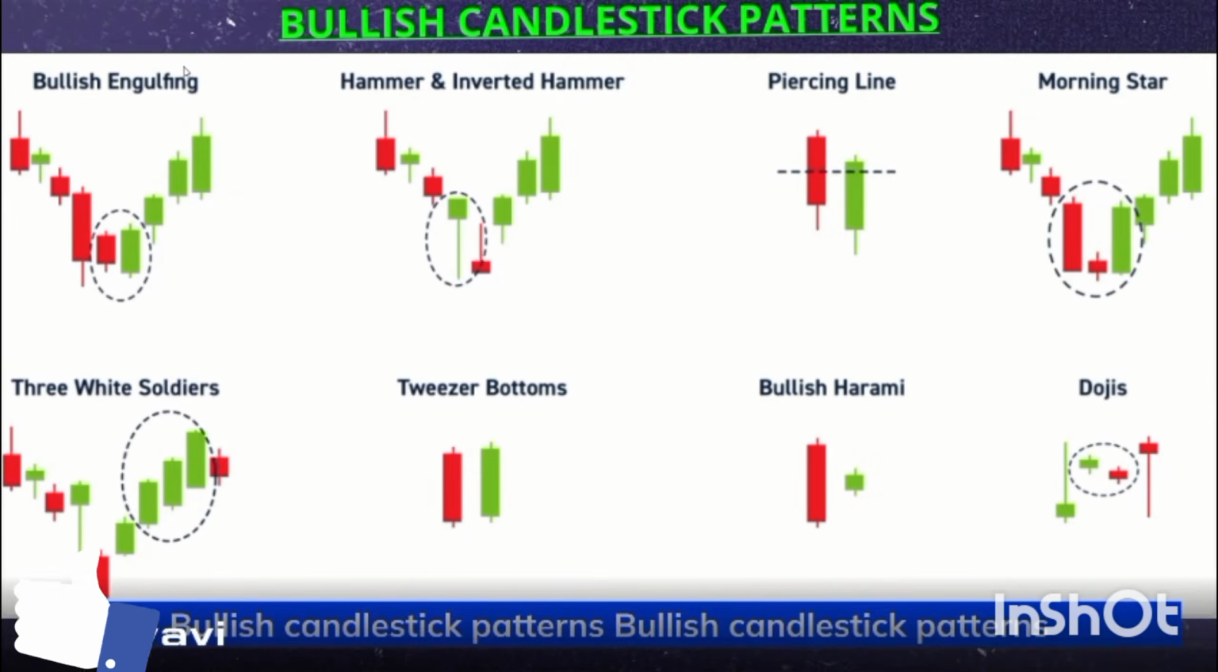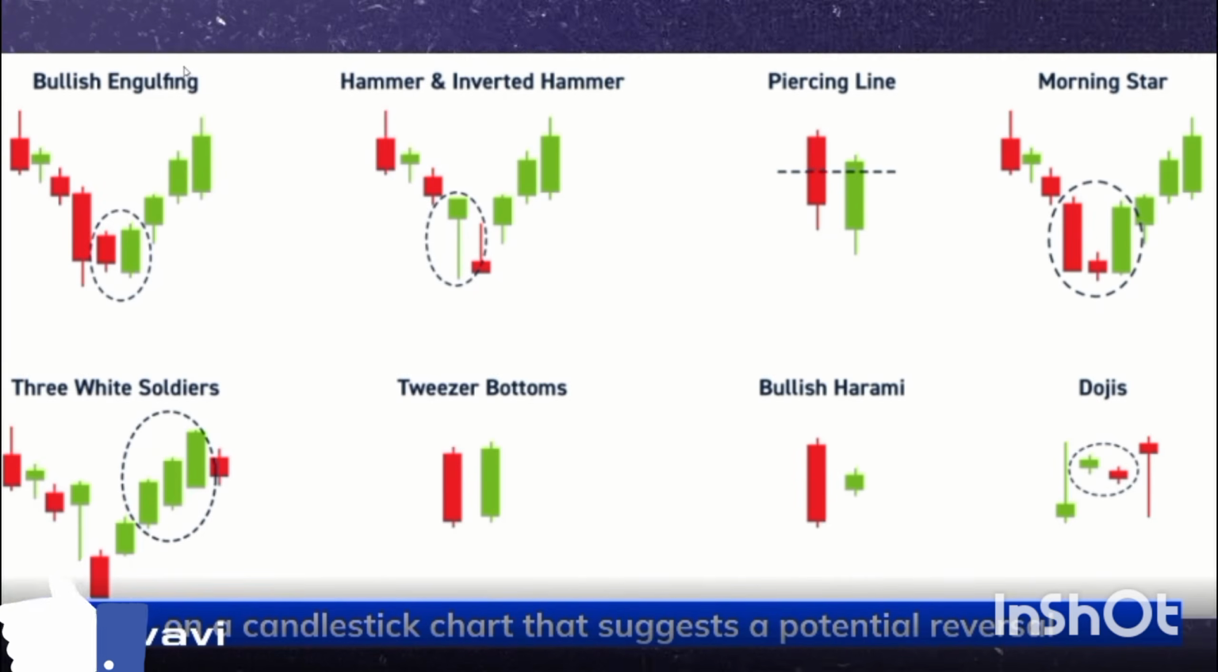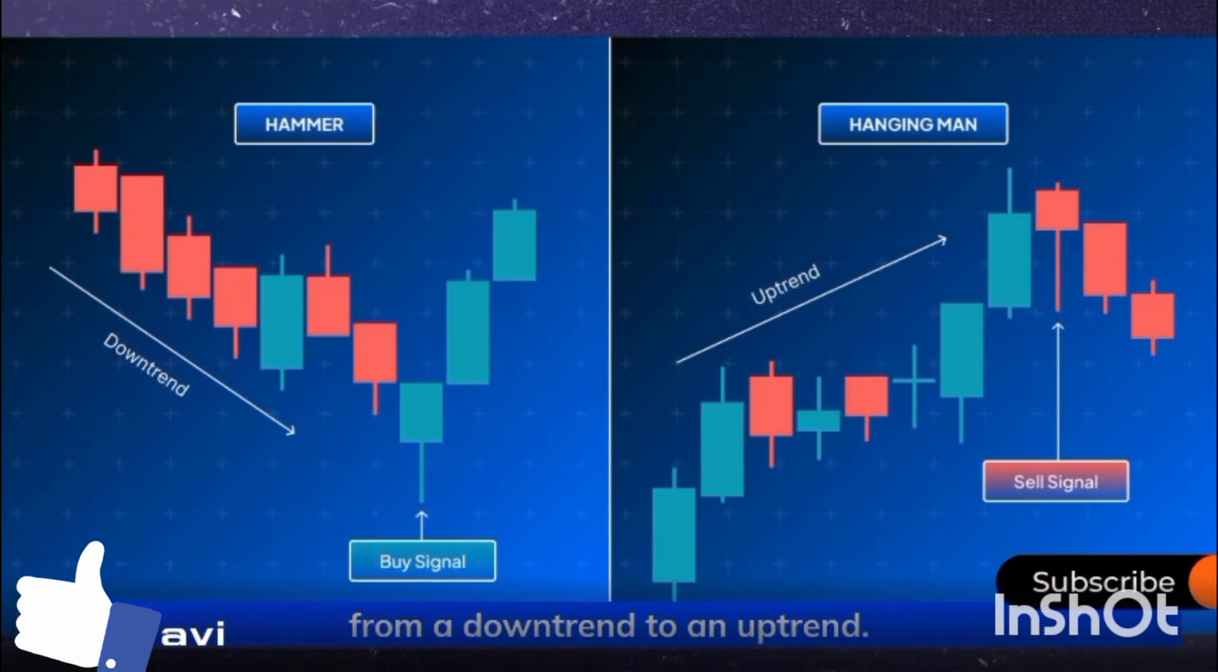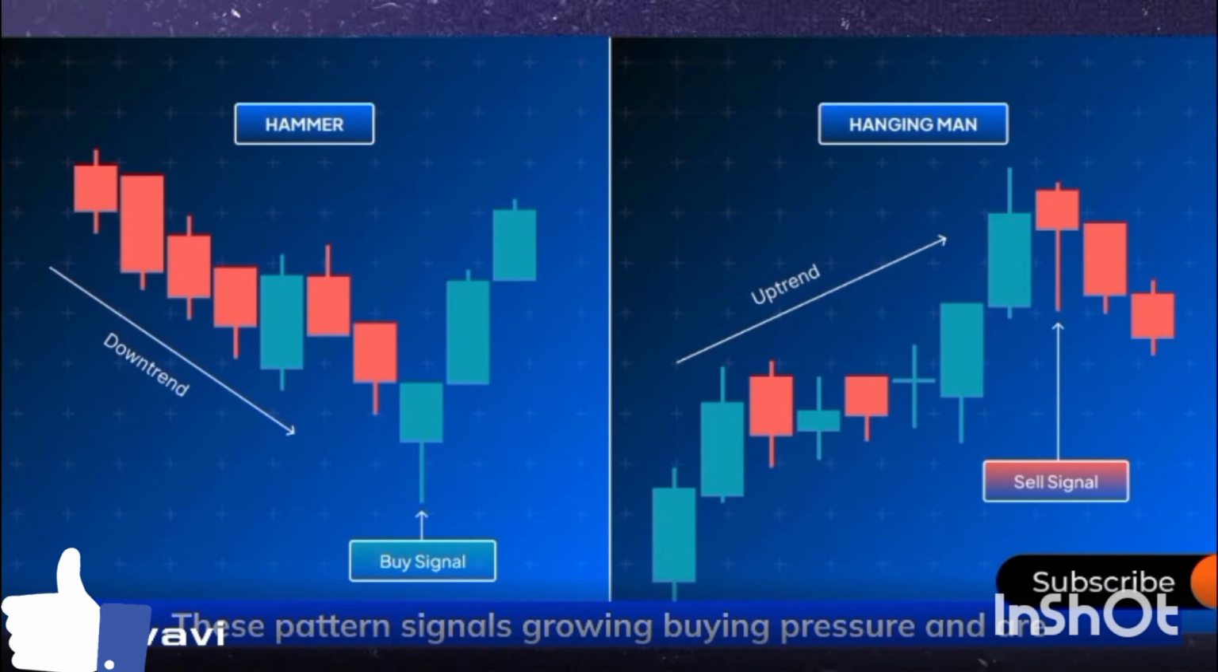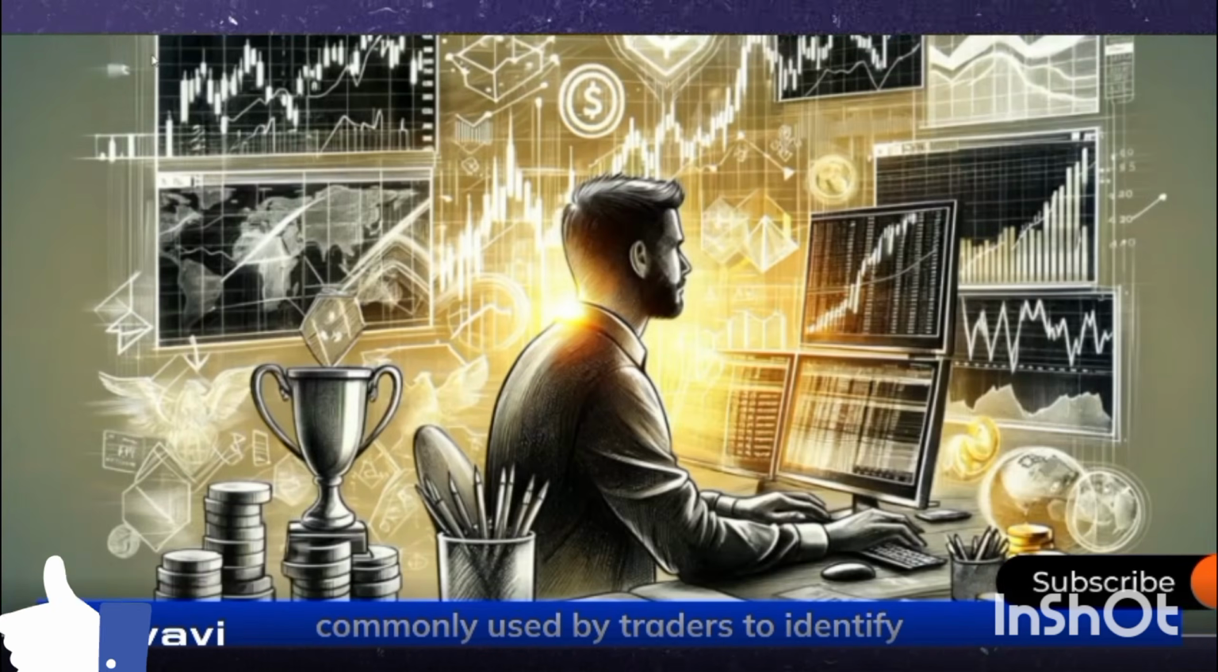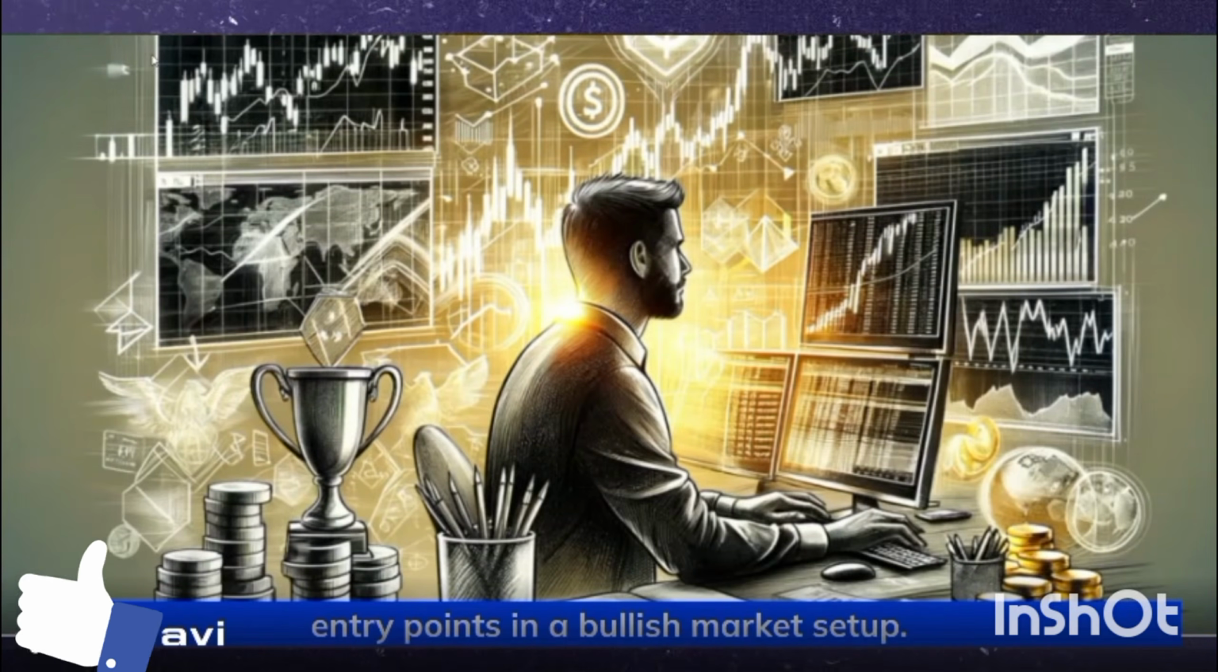Bullish candlestick patterns. Bullish candlestick patterns are formations on a candlestick chart that suggest a potential reversal from a downtrend to an uptrend. These patterns signal growing buying pressure and are commonly used by traders to identify entry points in a bullish market setup. Hammer.